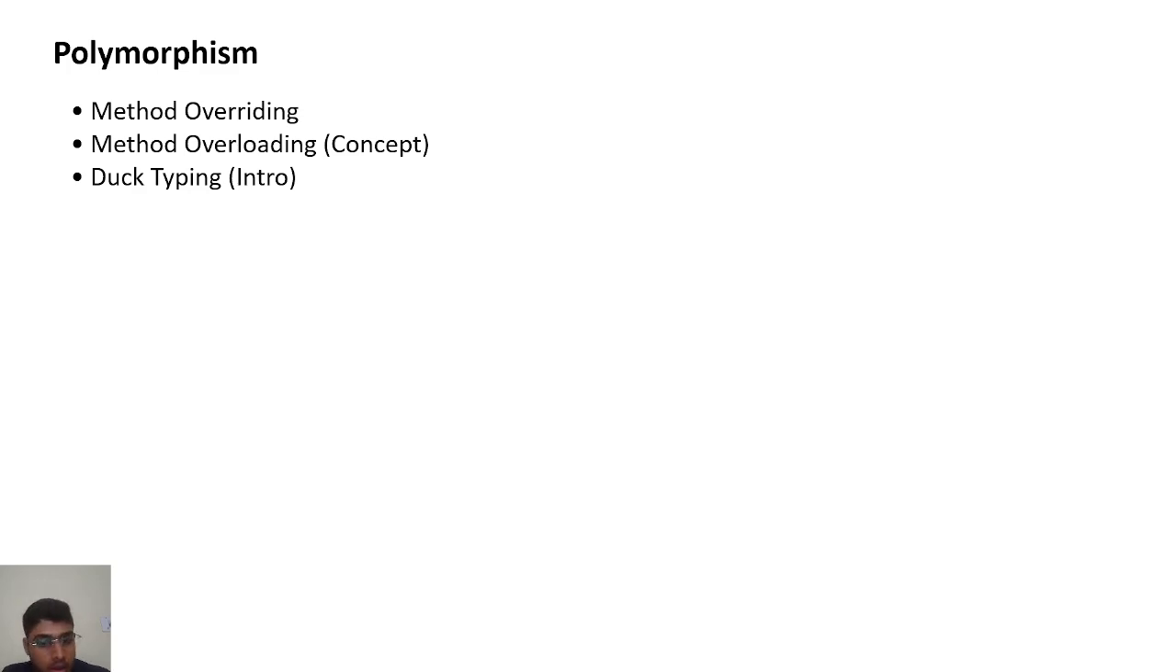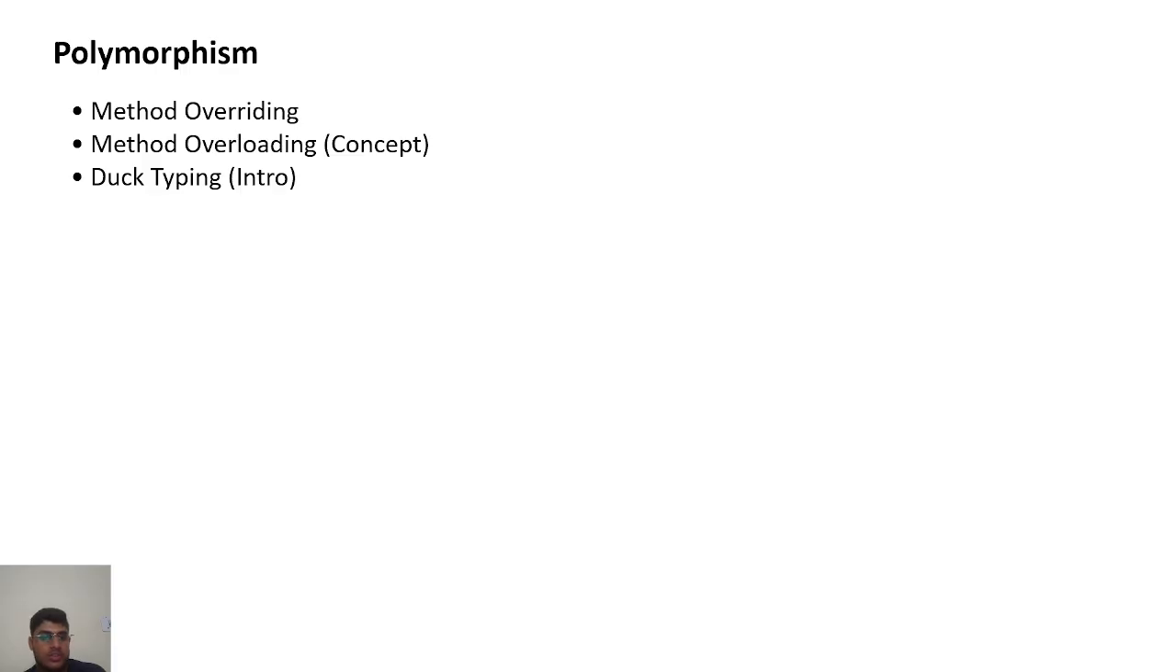Polymorphism. The word polymorphism comes from two Greek words. Poly means many and morphos means form. So polymorphism means one thing with many forms. In Python, polymorphism allows the same method name to perform different actions depending on the object that uses it.